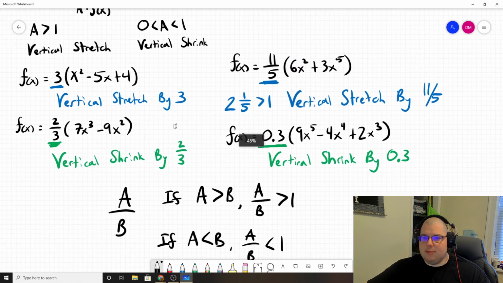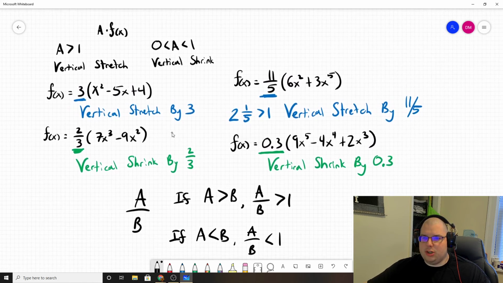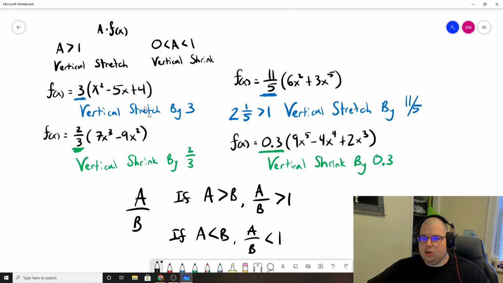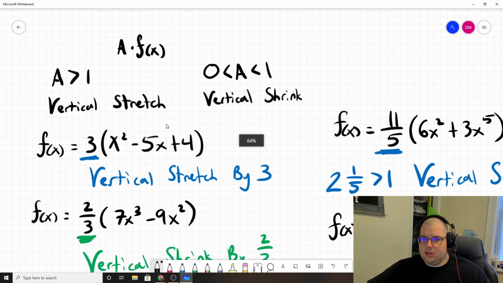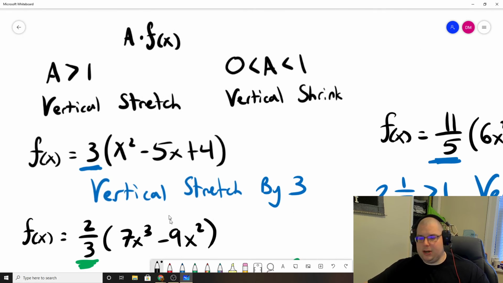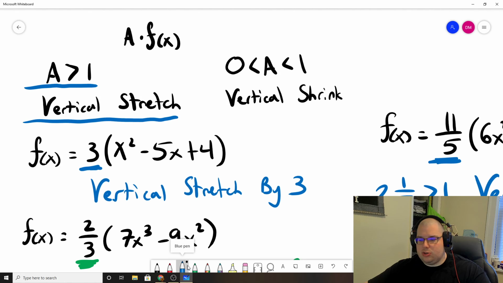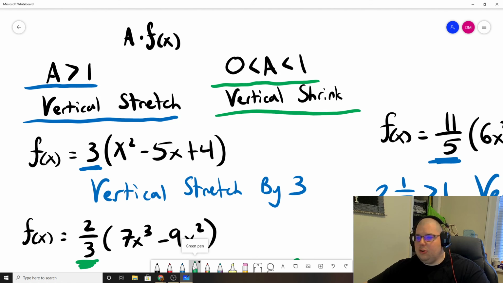And just a quick summary of how to vertically stretch and shrink your graphs by using these two rules right here. If your number's bigger than 1, it's a vertical stretch. And if your number's between 0 and 1, it's a vertical shrink.